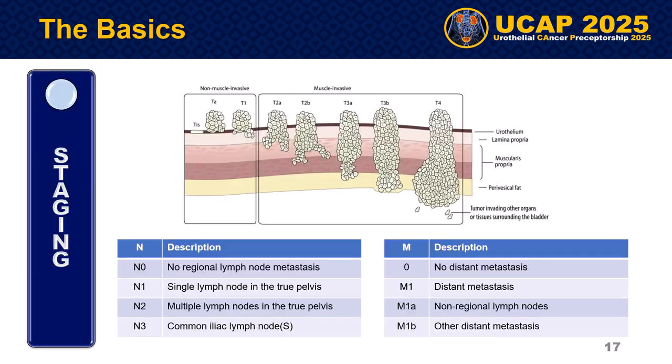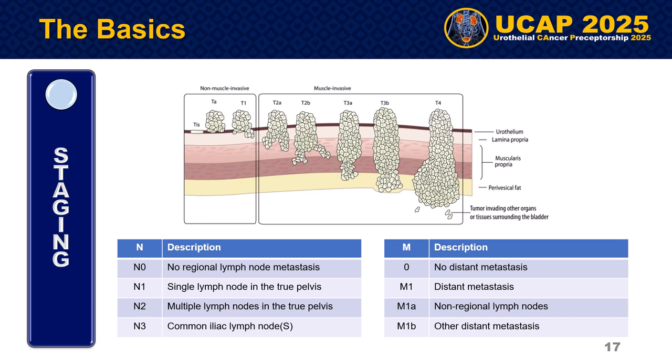Staging of urothelial carcinomas, especially for the bladder, is rather unique. Firstly, it has a Ta stage, which is for all non-invasive papillary urothelial carcinomas, and a Tis stage, which is for urothelial carcinoma in situ. The remaining T1 to T4 stages are dependent on the depth of invasion, be it into the lamina propria, the muscularis layer, the perivesical tissue, or into adjacent organs. Take note that although T1 tumors are non-muscle invasive, they have invaded into the bladder lamina propria.